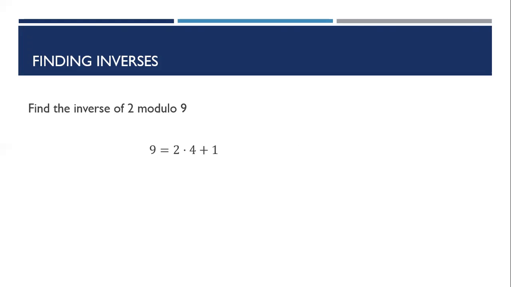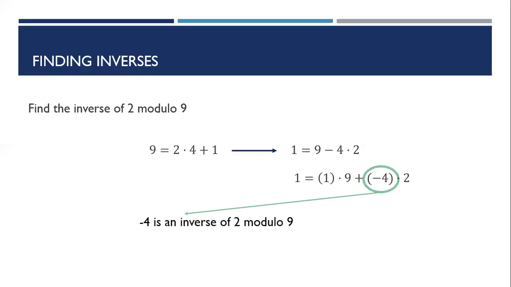The nice thing here is that the plus 1, because a simple rearrangement here will give us 1 can be written as 9 minus 4 times 2. So 1 copy of 9 and negative 4 copies of 2 is equal to 1. This negative 4 then is an inverse of 2 modulo 9.